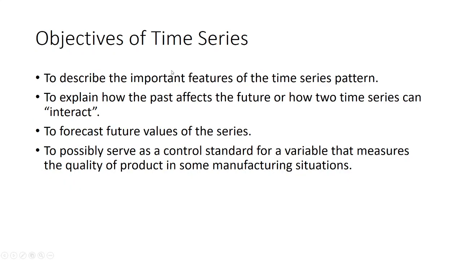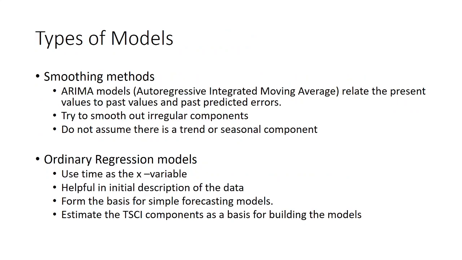So the objective of time series is to describe the important features of the time series pattern, explain how the past affects the future, or maybe how they could interact, maybe to forecast future values of the series, and to possibly serve as a control standard for a variable that measures the quality of product in some manufacturing situations. So if you're in systems or in some sort of manufacturing process, time series are helpful in determining how you're going to change your quality control or something along those lines in manufacturing.